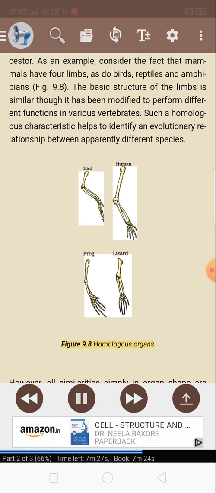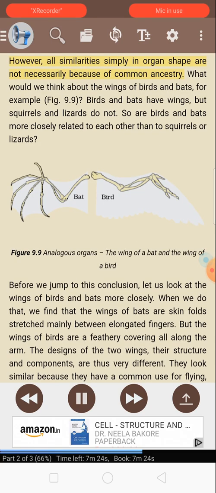Figure 9.8 Homologous organs. However, all similarities simply in organ shape are not necessarily because of common ancestry. What would we think about the wings of birds and bats? For example, figure 9.9. Birds and bats have wings, but squirrels and lizards do not. So are birds and bats more closely related to each other than to squirrels or lizards?